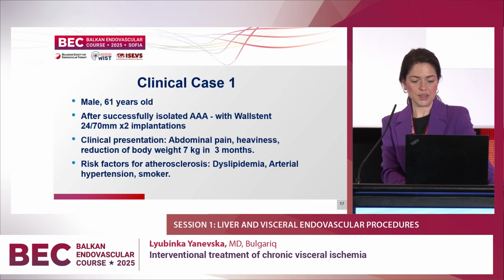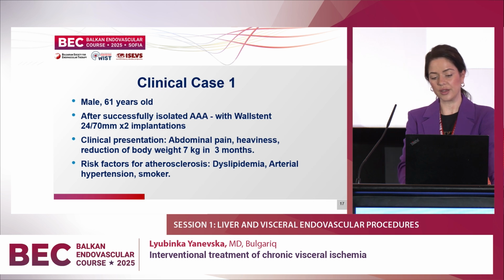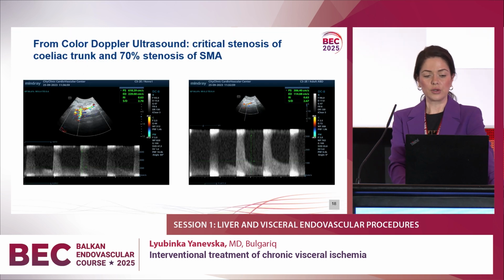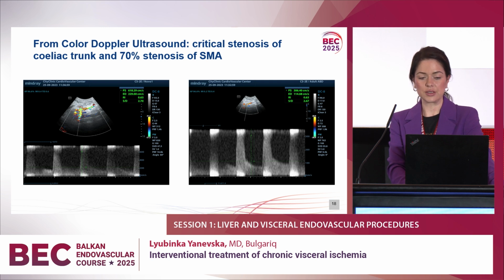The first clinical case is a male, 61 years old, after successfully isolated AAA with wall stent implantation, with clinical presentation of abdominal pain, heaviness, reduction of body weight by 7 kilos in 3 months, with risk factors for atherosclerosis: dyslipidemia, arterial hypertension, and smoker. Color Doppler ultrasound shows critical stenosis of celiac trunk in the first picture, and 70% stenosis of superior mesenteric artery in the second picture.